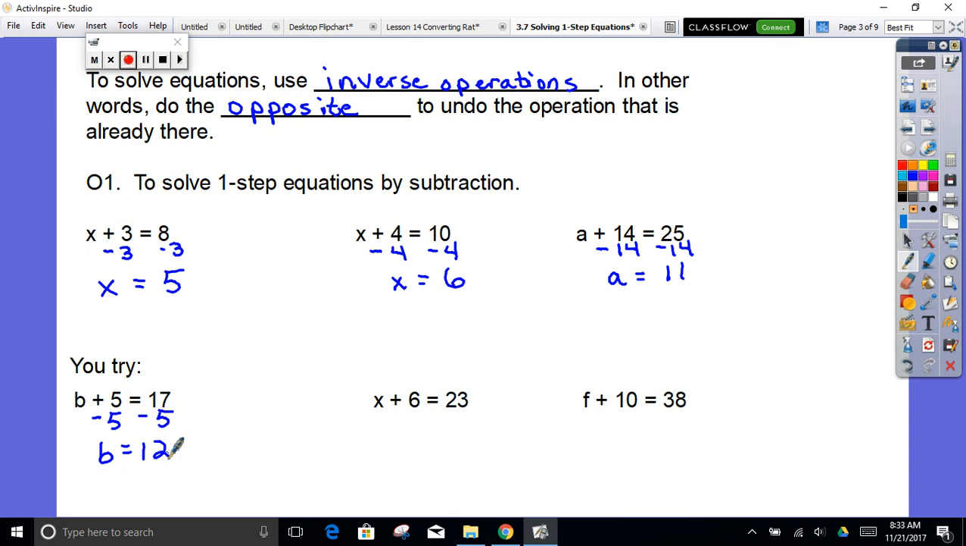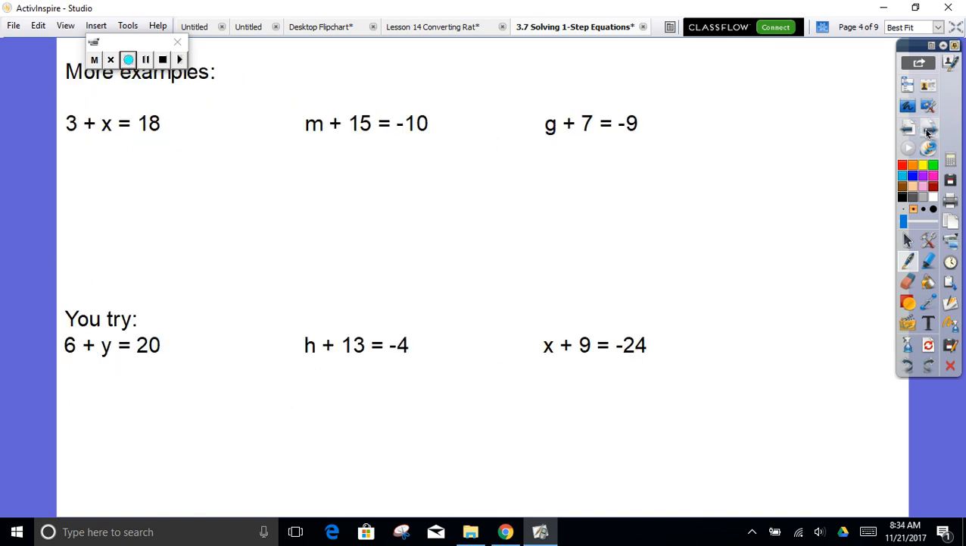You can express it that way. Read, next one. You do minus 6 to the 6, and then just put x to the 0, and then do minus 6 to the 23, and then you get 17. Okay. So x equals 23. And the last one, Eli. You would do minus 10 to the 10 and 38. Okay, so F equals 28. Good. Okay, any questions about those?